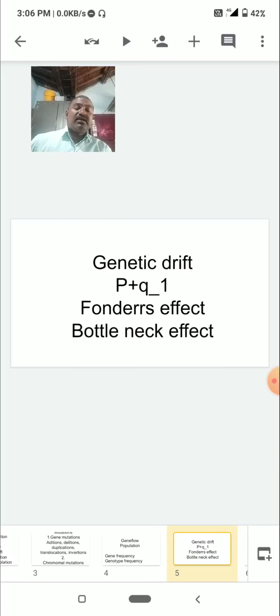Polydactyly means the addition of fingers. So the Amish population has this type of situation. This is about the bottleneck effect. By the natural calamity, they are selected by nature.